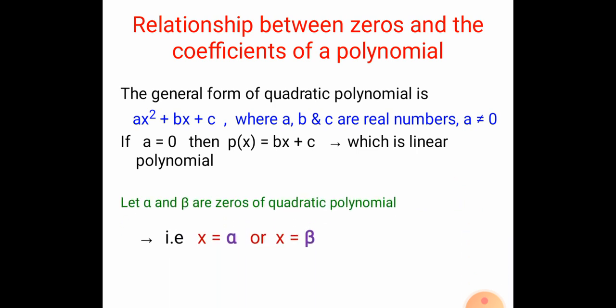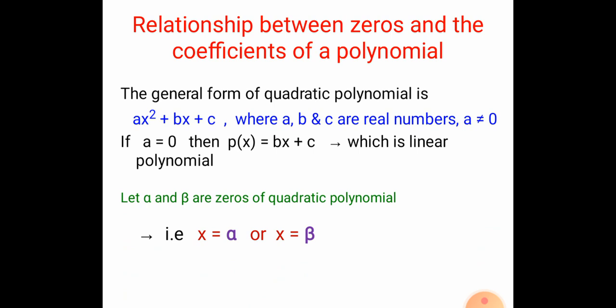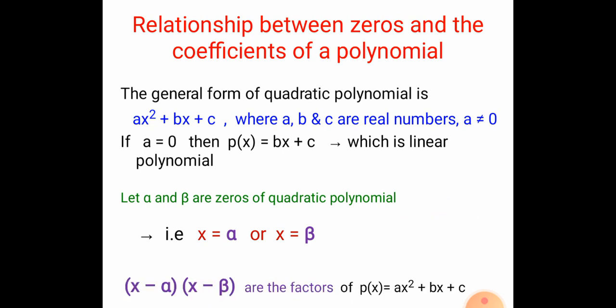Now let us call the two zeros of a quadratic polynomial alpha and beta. So these are the two zeros. We say x equal to alpha and x equal to beta. Now you see x minus alpha and x minus beta are the factors of the general form of the quadratic polynomial, which is ax square plus bx plus c.